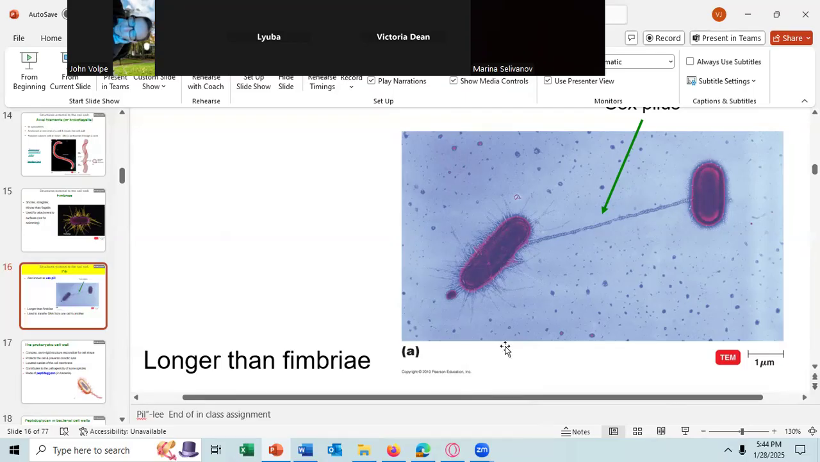So the sex pili are hollow. They allow a plasmid to leave this cell and enter that cell, and they are longer than fimbriae.